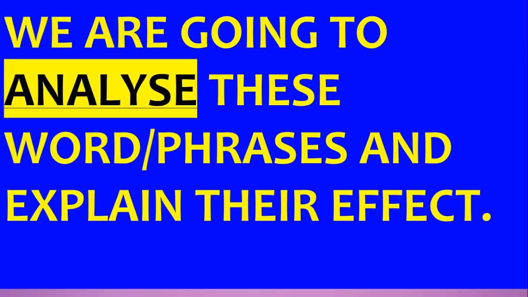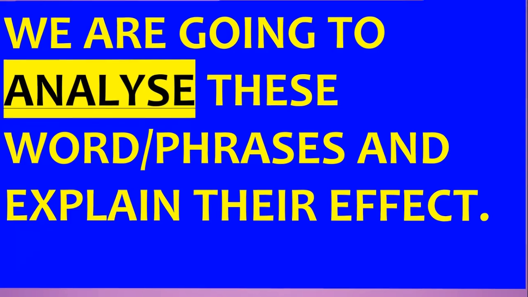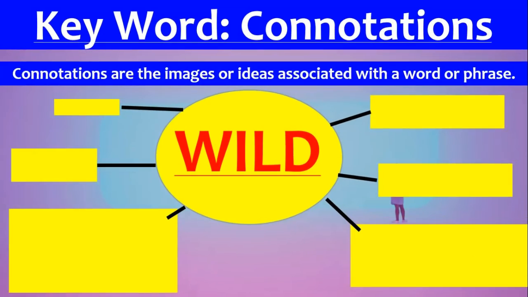Okay, so now we're going to analyse these three things that I've picked out, these words and phrases, and explain their effect. Connotations, we said earlier, are the images or ideas associated with a word or phrase. Wild is not a word used in the extract, but if we just use wild, put that in the middle of our mind map, what images or ideas come from the word wild?